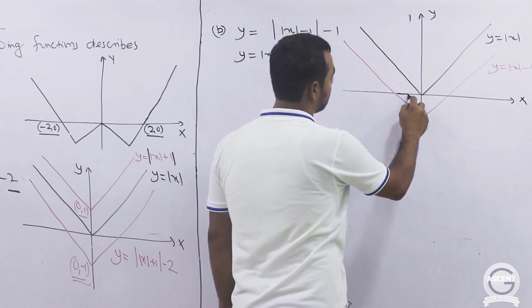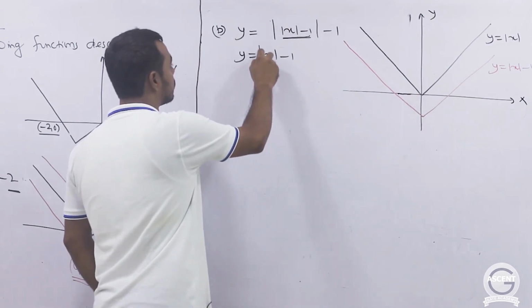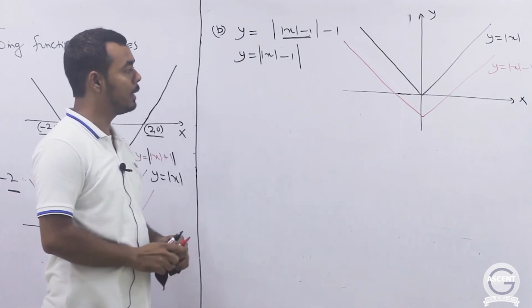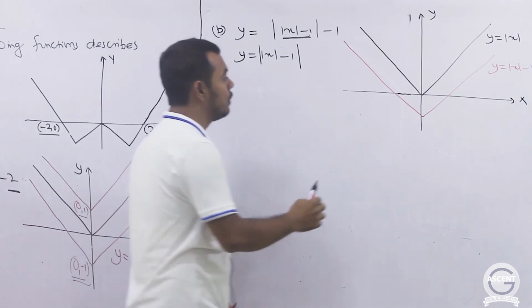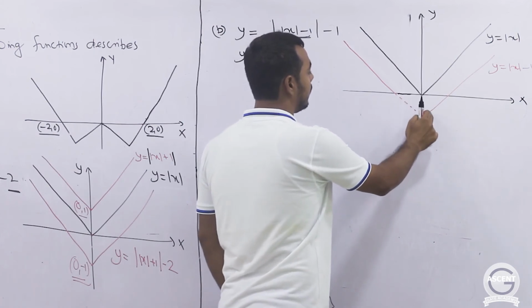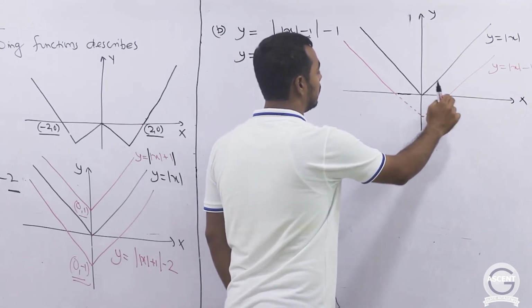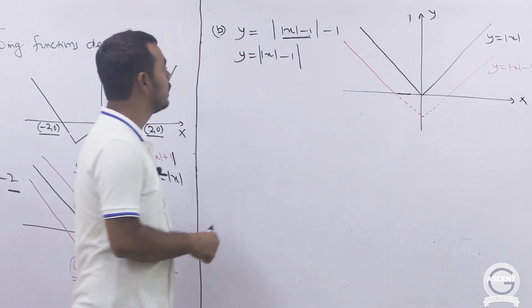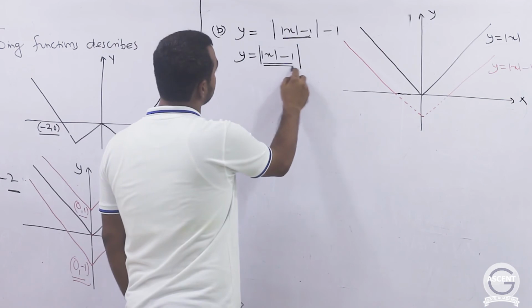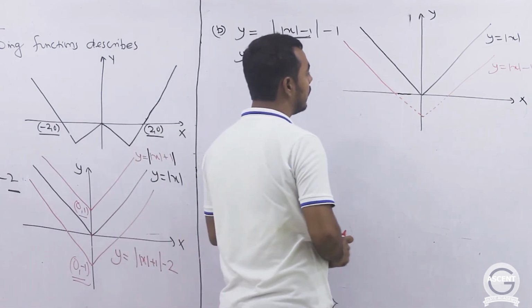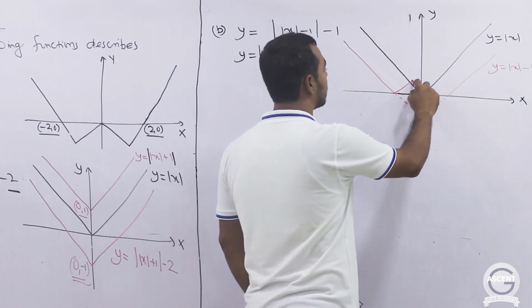Now in the next step, we have to take the modulus of this function. Taking the modulus of this function means erasing the portion of graph which is below x-axis and then taking its image in the x-axis, right? This is how we used to draw the graph of mod of f(x). So now, to take the mod of this function, erase the portion of graph below x-axis and then take its image in the x-axis.